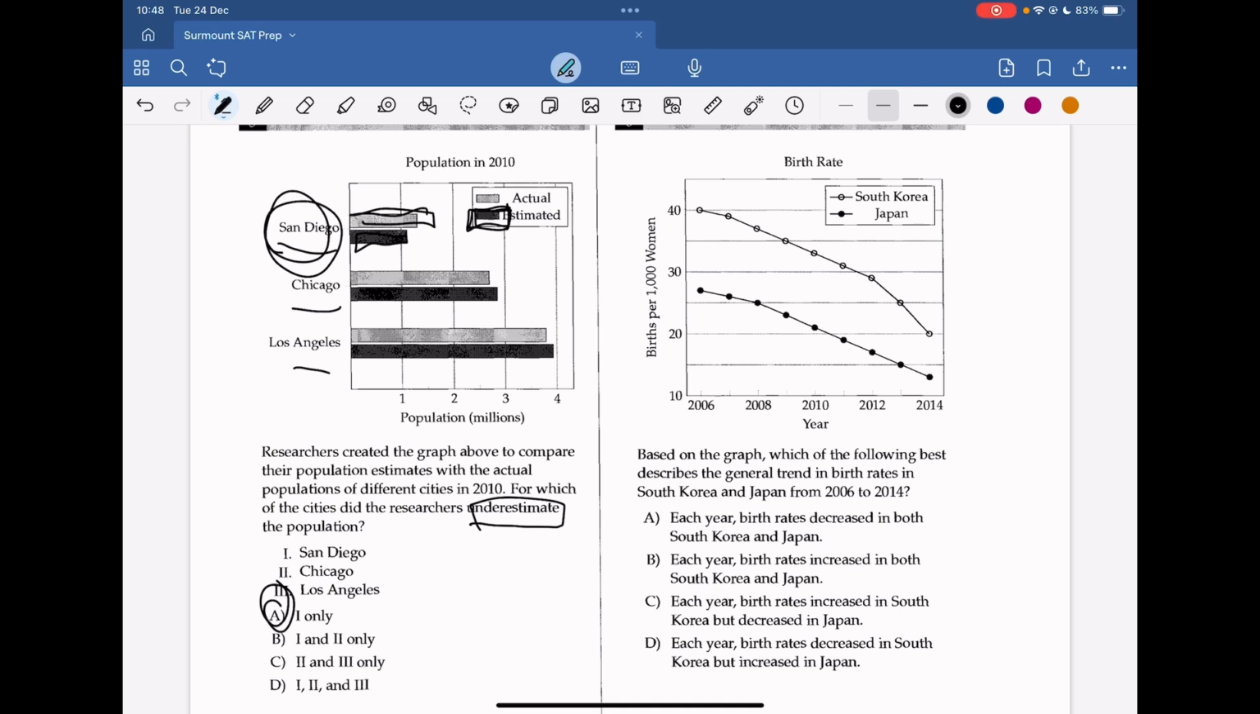Question 6. Based on the graph, which of the following best describes the general trend in birth rates in South Korea and Japan from 2006 to 2014? If you look at this graph, both seem to decrease, in a kind of linear fashion, and for South Korea there's a more rapid linear slope. But generally, they both are decreasing. Looking at the answer choices, each year birth rate decreased in both South Korea and Japan. This should be the correct answer because in B and C they don't increase, and in Japan they also decreased. So the answer is A.